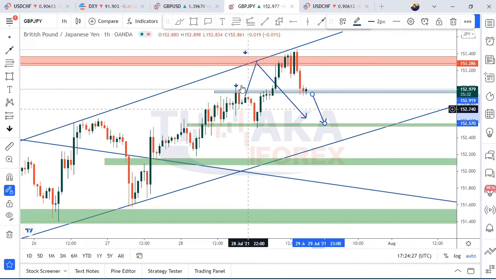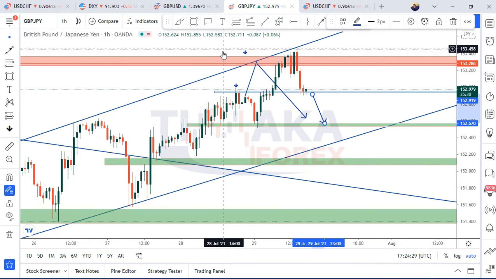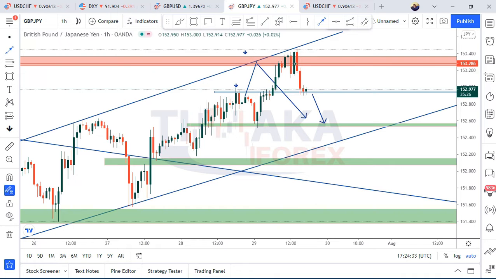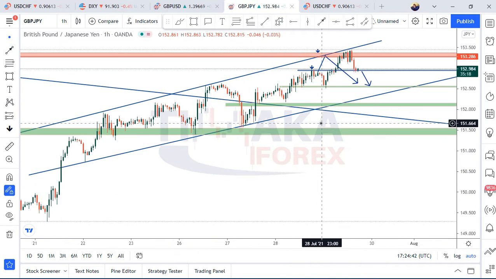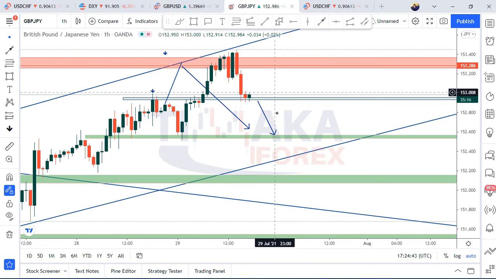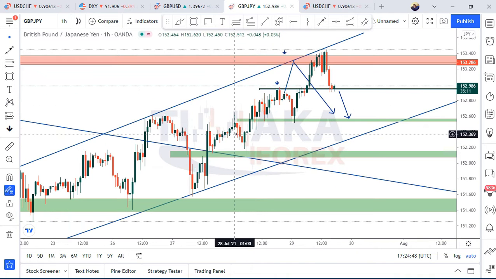So for those who sold earlier, you have to protect your profits, because the pound being strong, we could see markets go back. But then my main target is this level right here at 152.57. If you can get back into these levels, it will be a good thing for the bears.